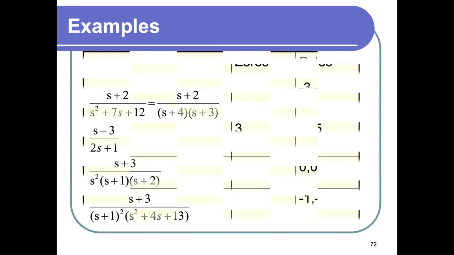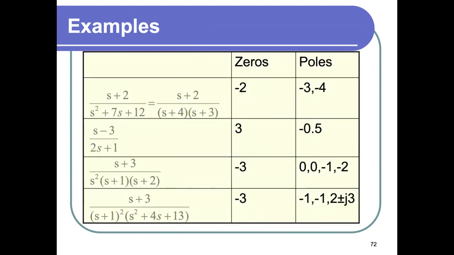Similarly, we have these examples. So we have 1 zero at minus 2 for the first example, and two poles, minus 3 and minus 4. Here we have 1 zero at 3 and 1 pole at minus 0.5. Here we have 1 zero at minus 3 and 2 repeated poles at 0, 1 pole at minus 1, 1 pole at minus 2. Here we have 1 zero at minus 3, 2 repeated poles at minus 1, and 2 poles at 2 plus minus 3j.